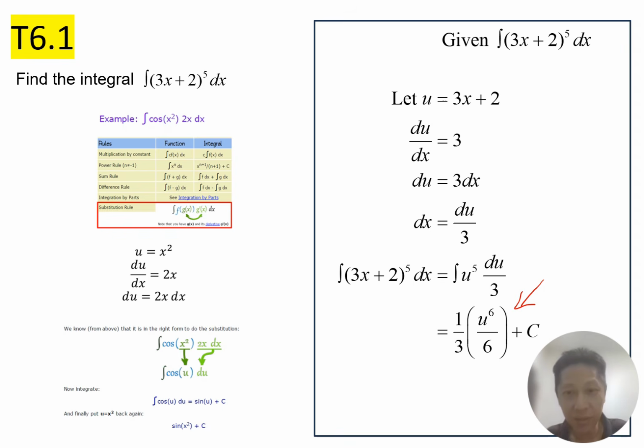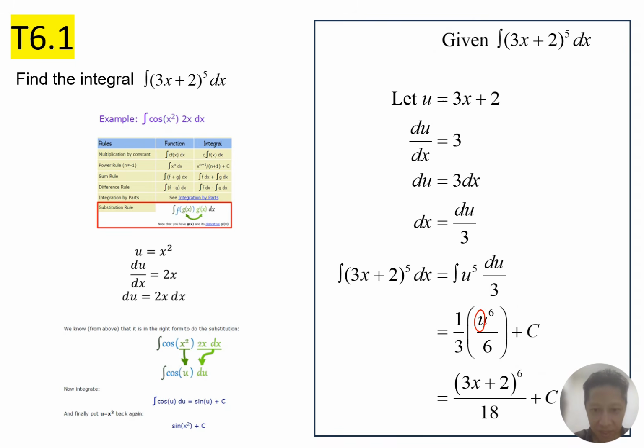And we need to change everything back to x, because from the beginning we are given everything in x only. u is 3x + 2. Then we power it with 6. This will be the final answer.